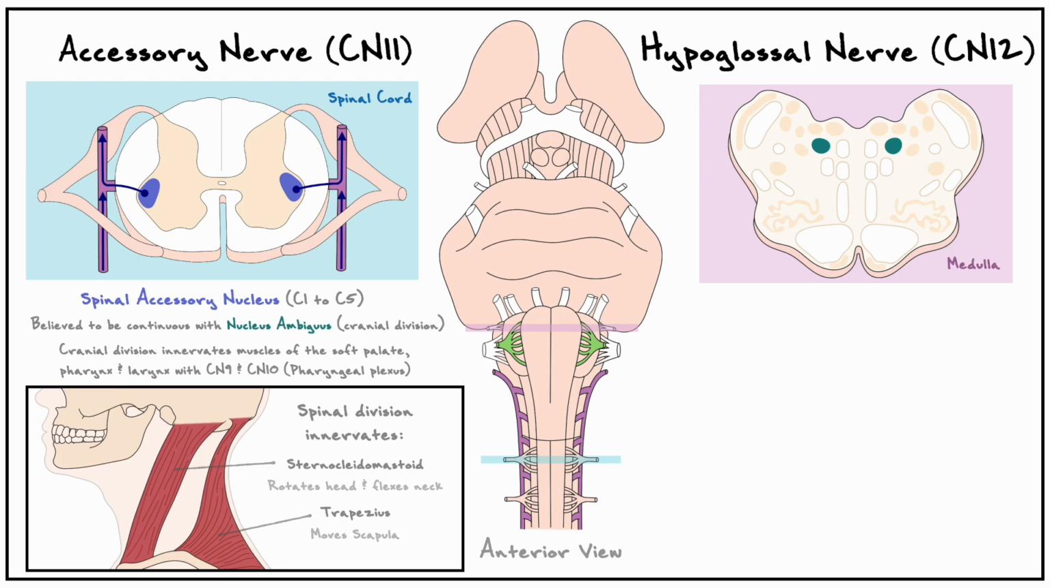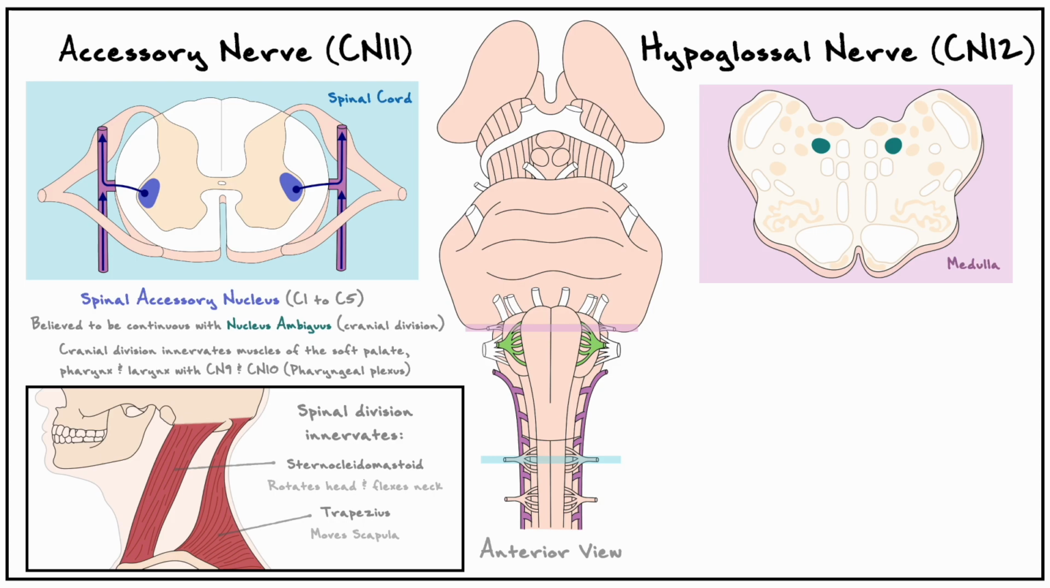Now, because the core function of the cranial division is somewhat also attributable to the vagus nerve, the accessory nerve is most memorable for its spinal division that activates the sternocleidomastoid and trapezius muscles. Accordingly, if you see the accessory nerve being called the spinal accessory nerve, it simply means that the person behind has chosen to only consider the function of the spinal division.